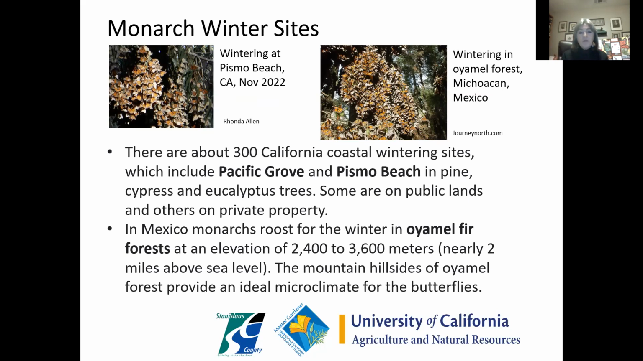And these are on public lands so that you can actually go visit them. They have telescopes there so you can look up at the tree clusters and see the butterflies up close. It's really amazing to see those big clusters in the trees. You will sometimes see them on the ground. If it's cold in the morning, they may not be able to fly, of course. So sometimes if they are on the ground, they're waiting for the weather to warm up.